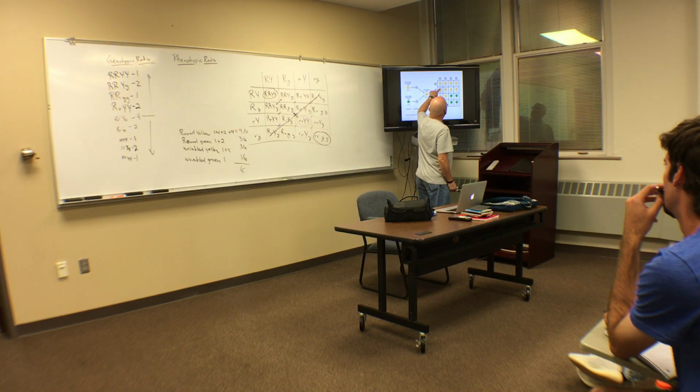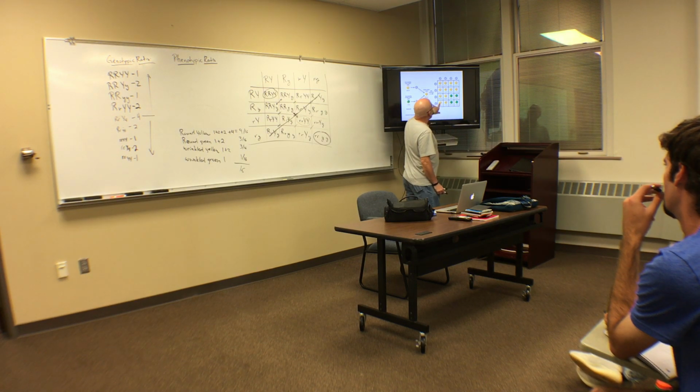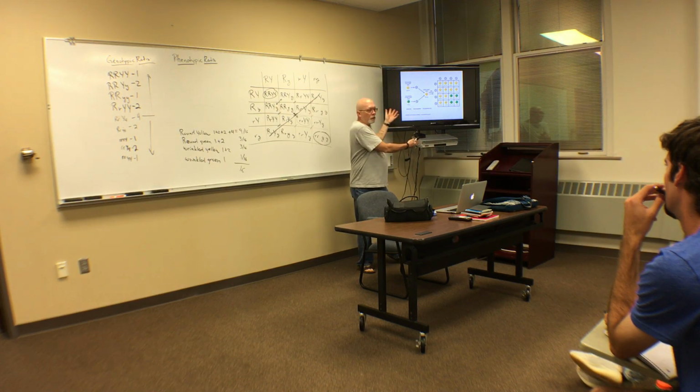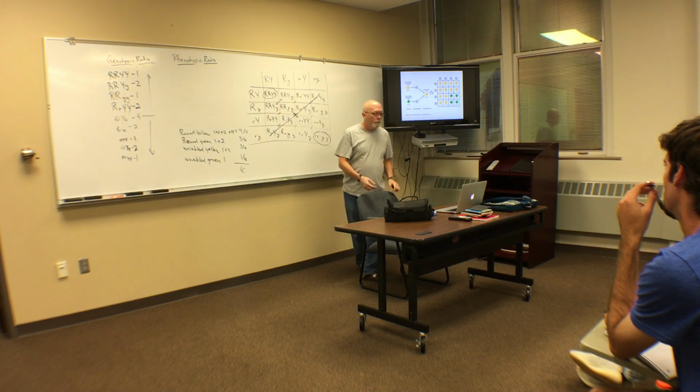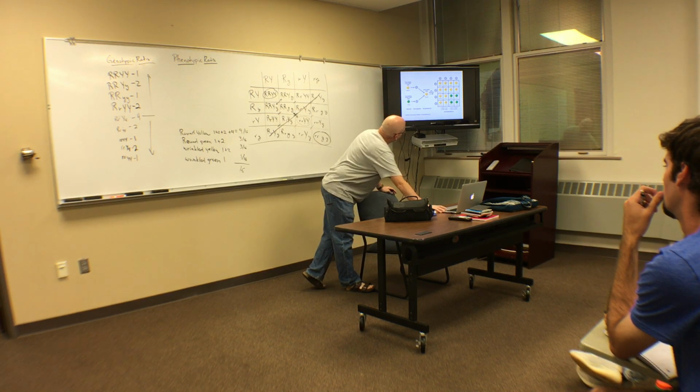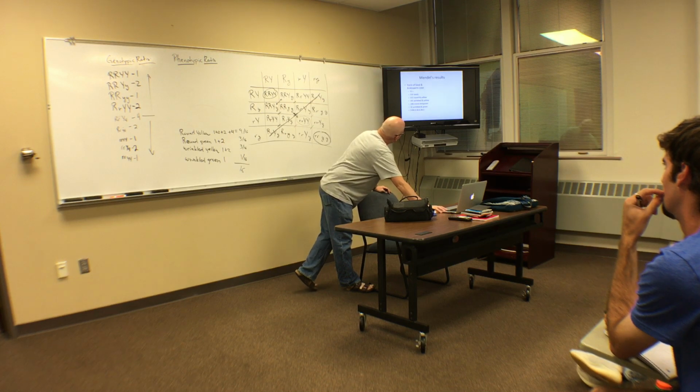Round yellow, 1, 2, 3, 4, 5, 6, 7, 8, 9. Wrinkled yellow, 1, 2, 3. Round green, 1, 2, 3. Wrinkled green, 1. Genotypic ratios and phenotypic ratios, well, it just gives you the phenotypic ratio there.